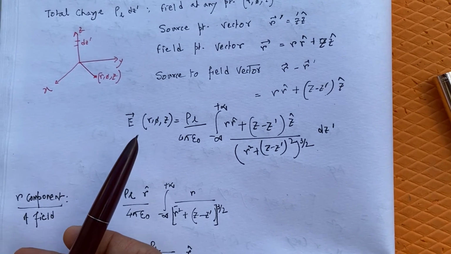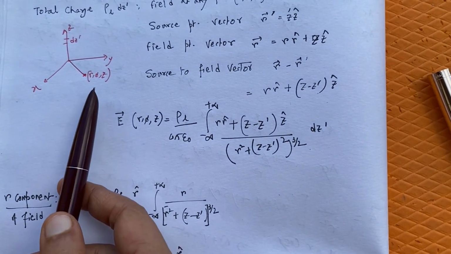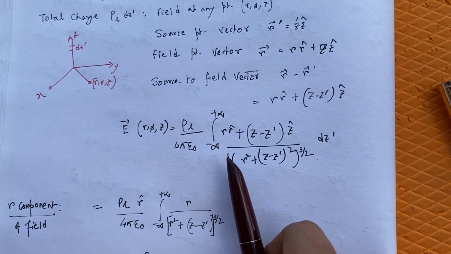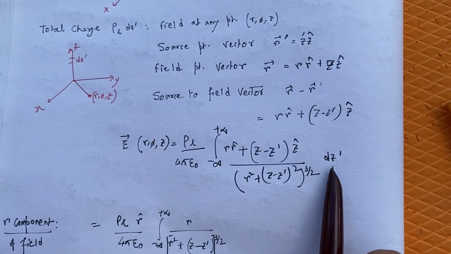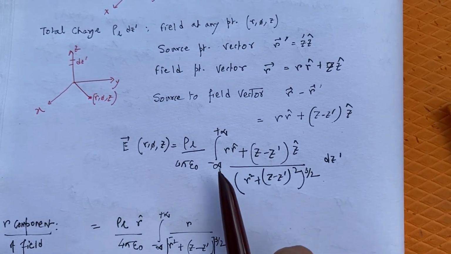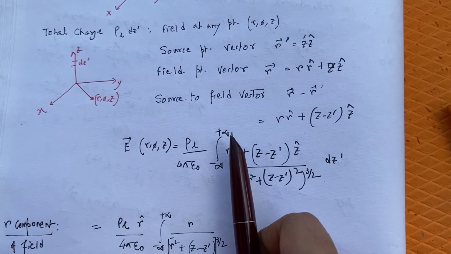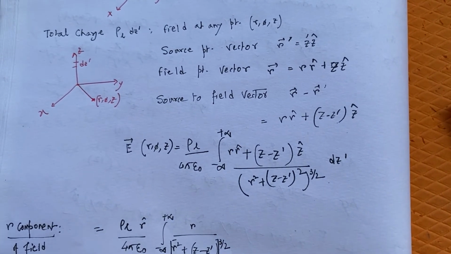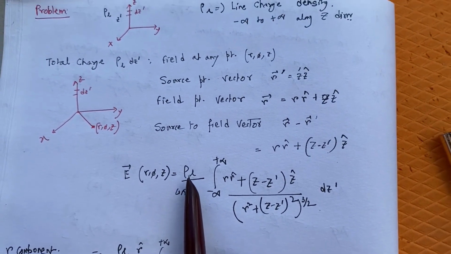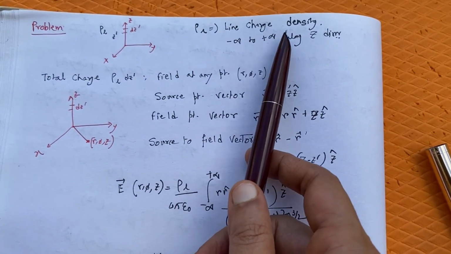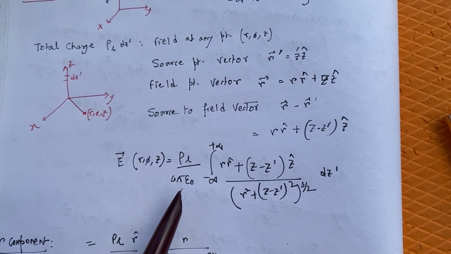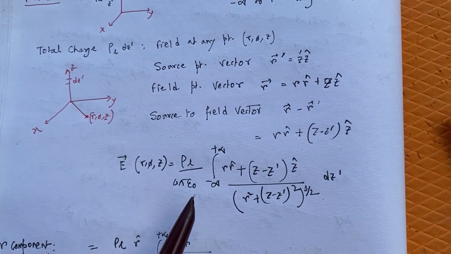Now if I want to find the electric field at this particular coordinate r phi z, it will be like this, because we need to make an integration over this dz prime, and the limits of the integration will be minus infinity to plus infinity, as the charge is distributed uniformly from minus infinity to plus infinity. Rho L is a constant because it is nothing but the line charge density, so it can be taken outside. 4 pi epsilon 0 is constant, so it can be taken outside also.